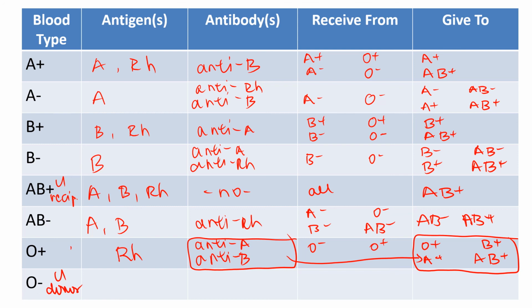Okay, so finally we have O negative. There are no antigens here. This person may form anti-A, anti-B, and anti-Rh. Almost out of room. They can receive from, oh wow, O negative, that's it. But great news, they can give to all blood types, right? Okay, so everybody would like to have O negative blood, especially if you're talking about the red blood cells, because there's no antigens on their surface.